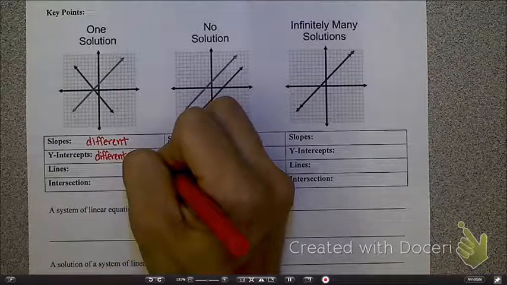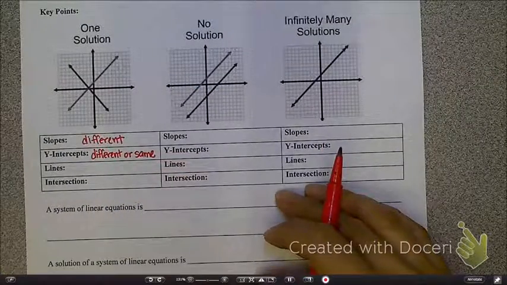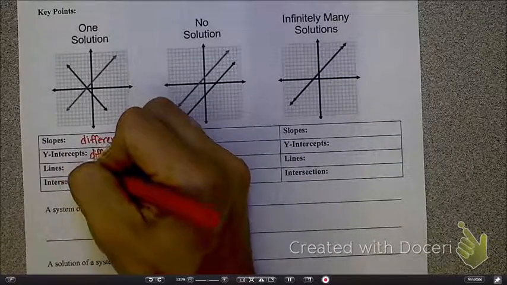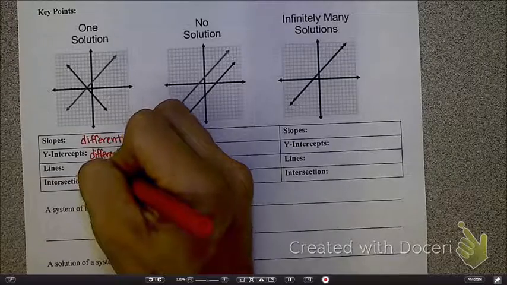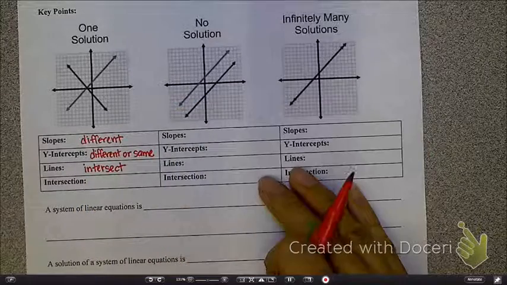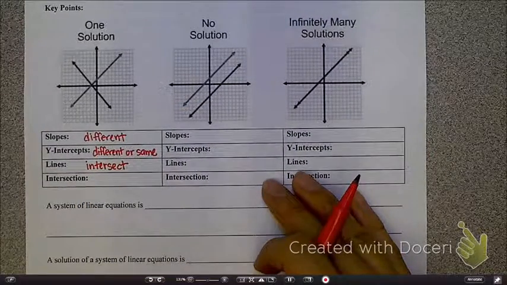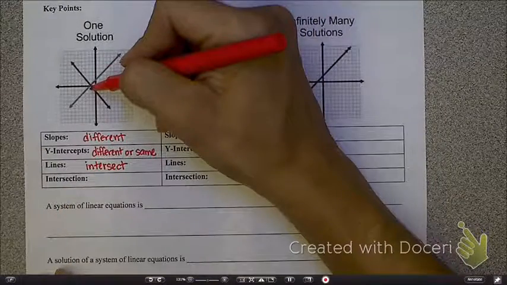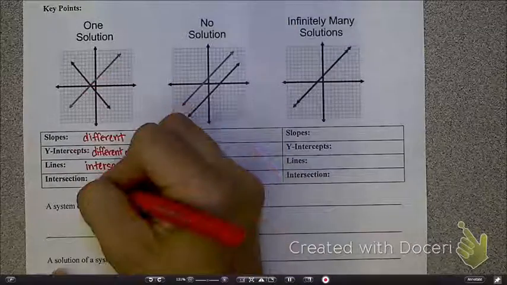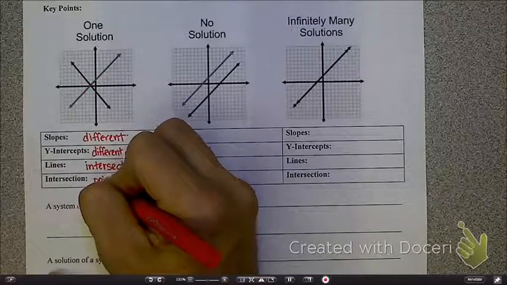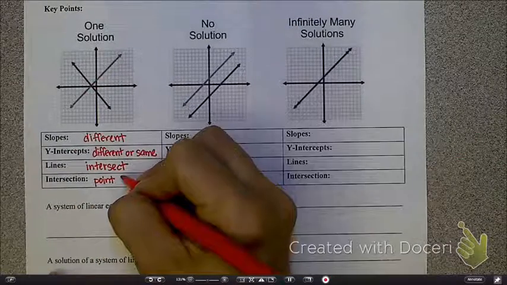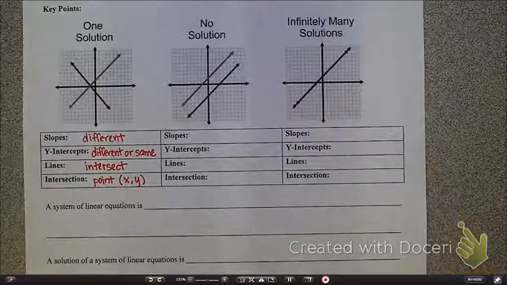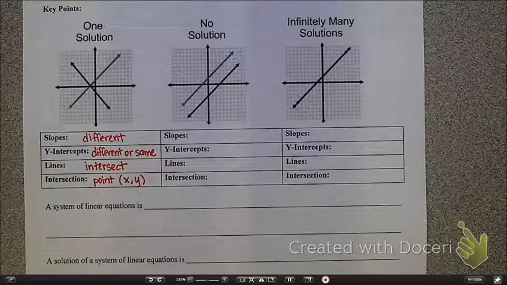Okay, and the lines end up where they intersect. So we get intersecting lines. Now, the intersection that takes place when it's one solution, this is a point. They only intersect in one spot, and this point has an x and a y value that we can give an ordered pair to.